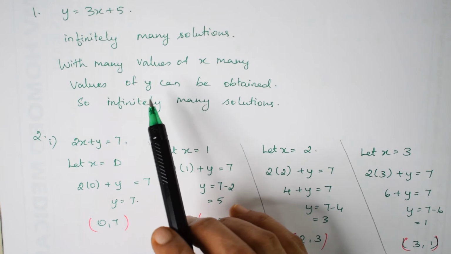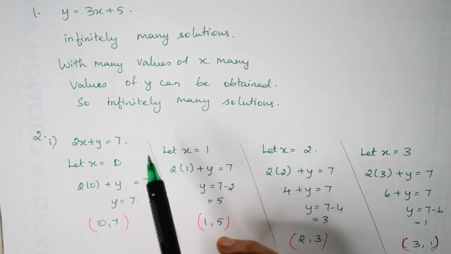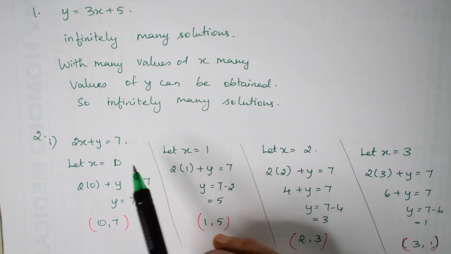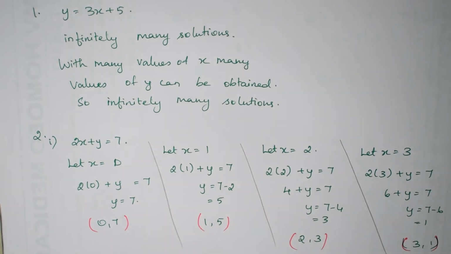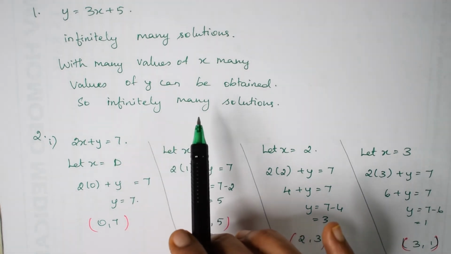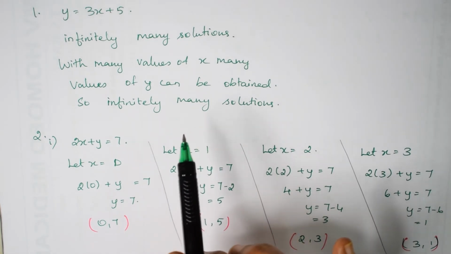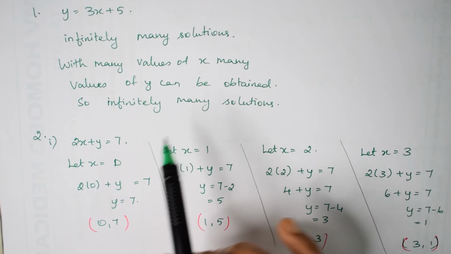I have explained again, because a straight line when drawn on a graph has so many points, and any point can be represented as a coordinate, and all those points lie on the straight line. Because of that, we will have infinite number of solutions for a straight line. As I told, we can have infinite number of solutions.